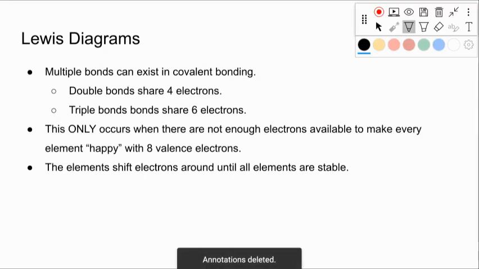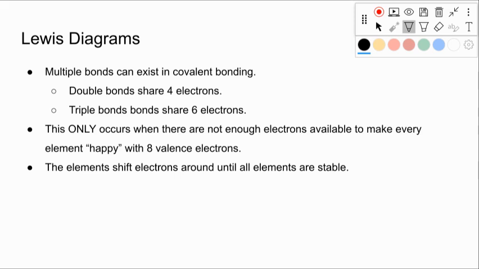So then we've only been dealing with single bonds. There are double and triple bonds, and those are going to share more electrons. Double shares 4 and triple shares 6. Remember, we talked about the bond energies in a previous lesson.